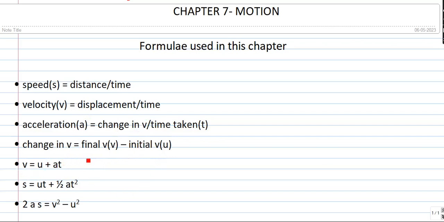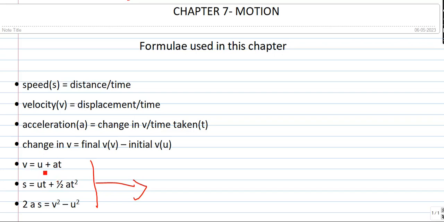So these three formulae here are the equations of motion. As we see, the first one is v is equal to u plus at, s is equal to ut plus half at square, 2as is equal to v square minus u square.